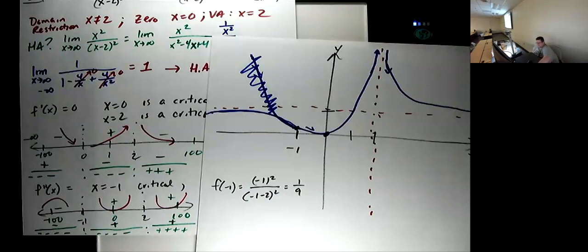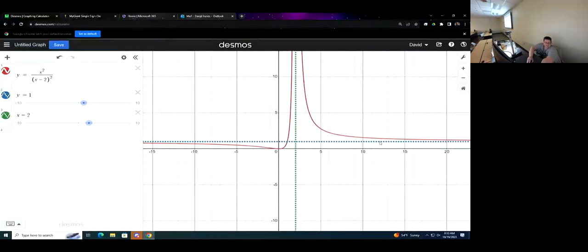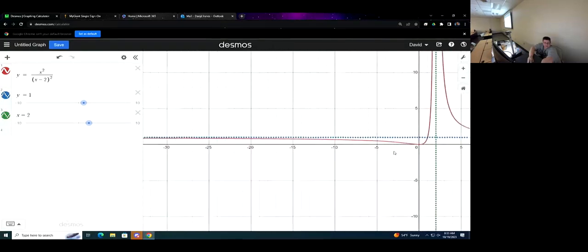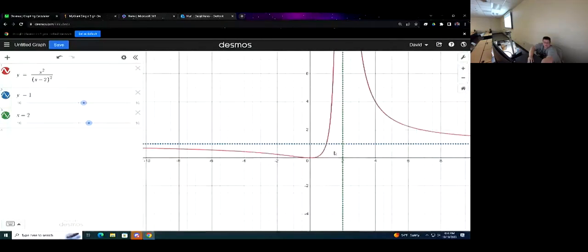And if we come over and look at Desmos, it kind of looks like what we got. I threw in the asymptote so you can see it. It is going to y equals one on both sides. It does have it. It's kind of hard to show that concavity between. It's only going down one from negative infinity all the way up to negative one.